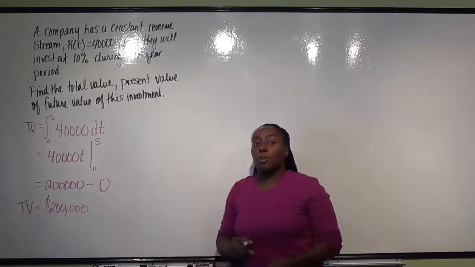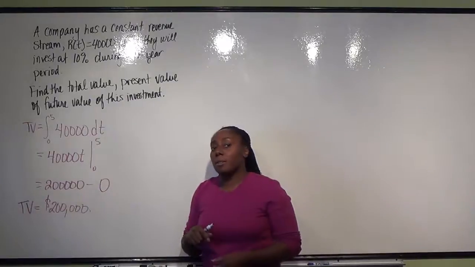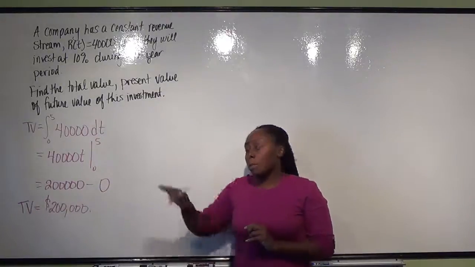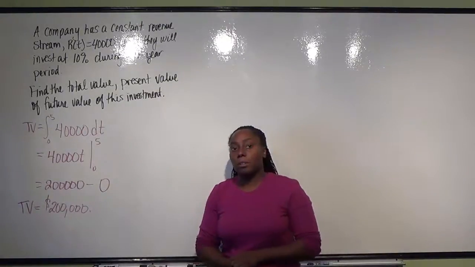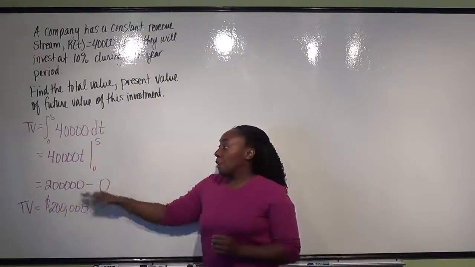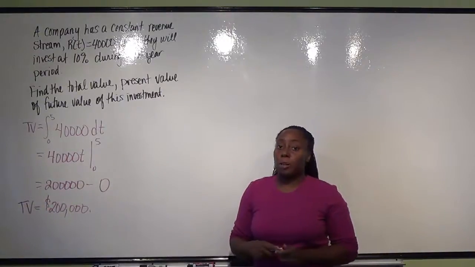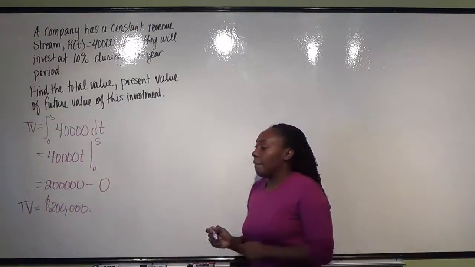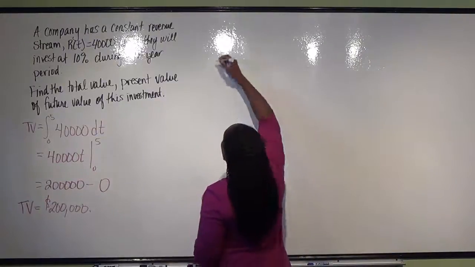For all of your total value problems, and you'll see this in the next example, the total value is always the nicest one to integrate because it's usually going to be a straightforward integration using your properties. Okay, so let's look at present value.